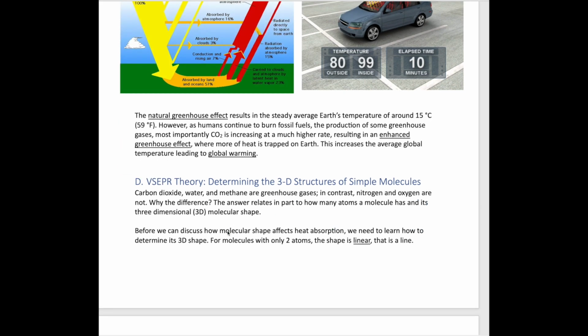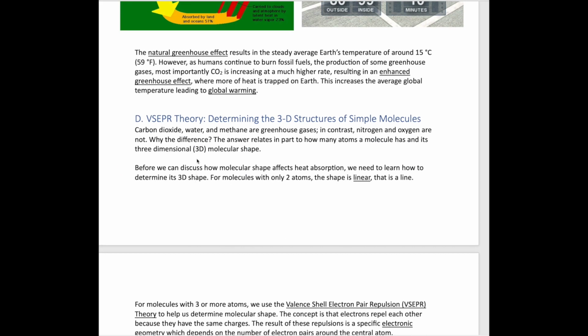Now we're going to talk a little bit more about global warming later on, but we need to first understand why carbon dioxide, water, methane are these greenhouse gases. Why are they trapping heat? There are other gases in the atmosphere like nitrogen and oxygen, and these do not trap heat. They're not greenhouse gases. In order for us to understand how this works, we need to look at the three-dimensional or 3D shape of all of these molecules.